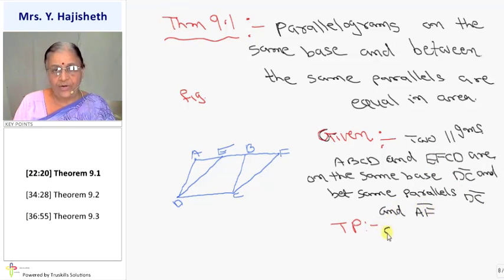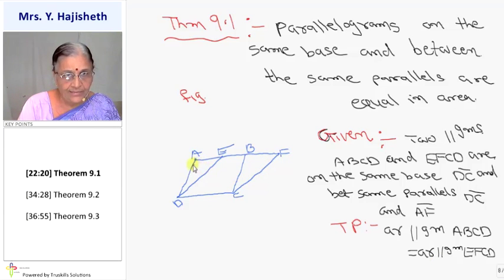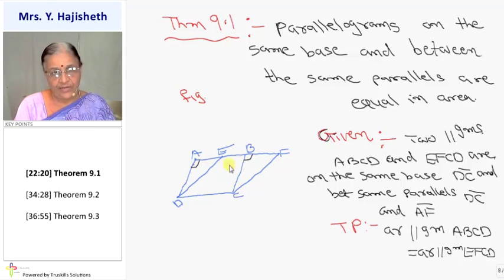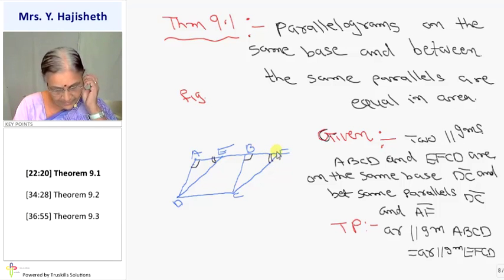What is my to-prove data? To prove: the area of parallelogram ABCD is equal to the area of parallelogram EFCD. That is what we want to prove. Clear? अब देखो प्रूफ में हम कॉन्ग्रुएंसी ऑफ ट्राइंगल यूज करने वाले हैं. ट्राइंगल ADE एंड BCF. तो उसमें पहले हम एंगल बता देते हैं. This angle must be equal to this angle, corresponding angle. फिर this angle is going to be equal to this angle. This is also a corresponding angle.